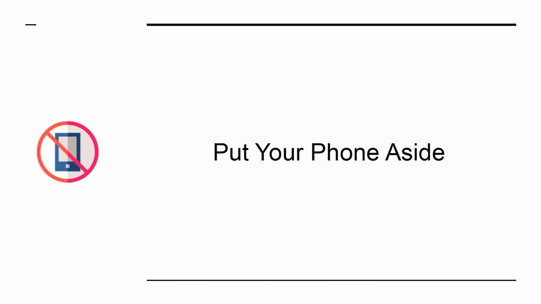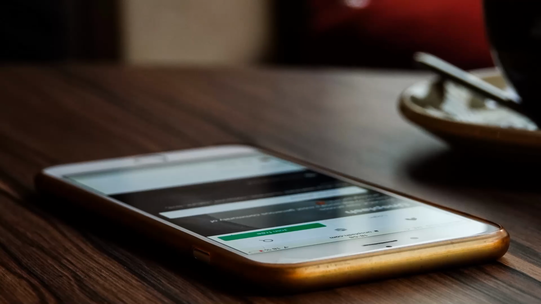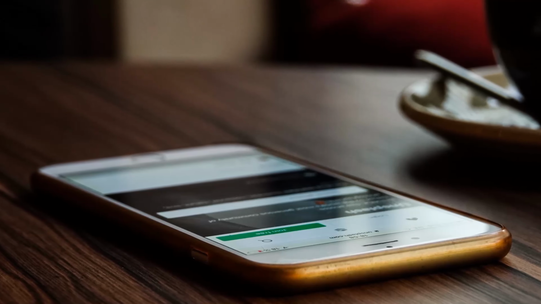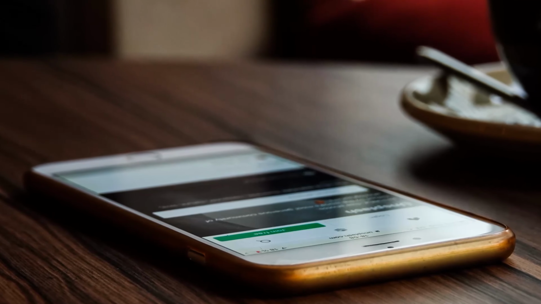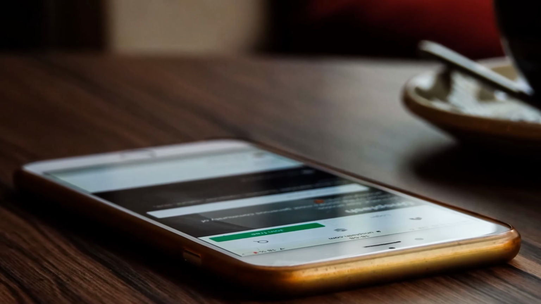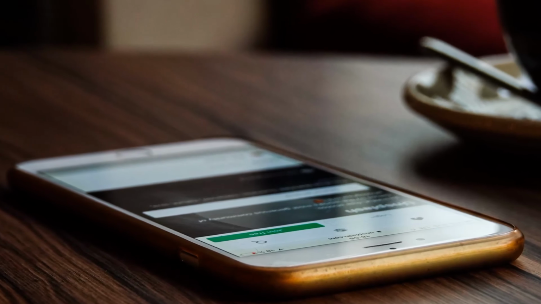Put your phone aside. When you are interacting with other people, whether it's at a family dinner or hanging out with friends, make a point to put your phone away. Social media can quickly pull you into a rabbit hole where you will completely forget your surroundings and realize that you are not enjoying the present moment with people in your circle. This will increase the quality of interaction you have with others and also bring more enjoyment.